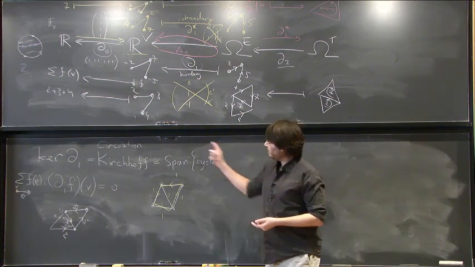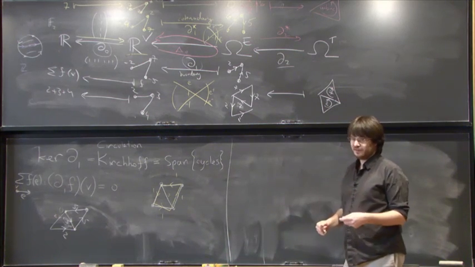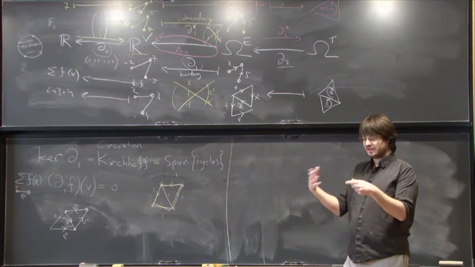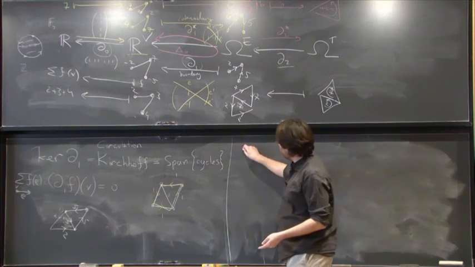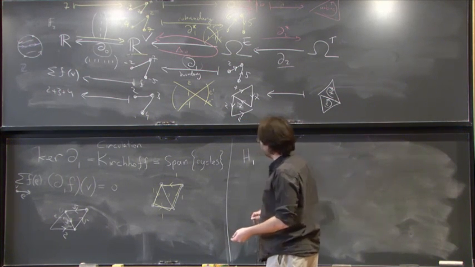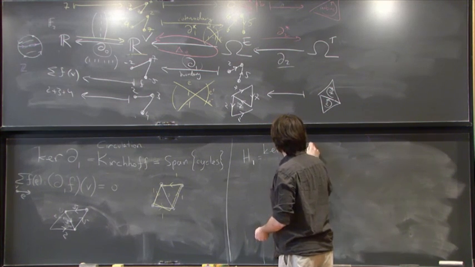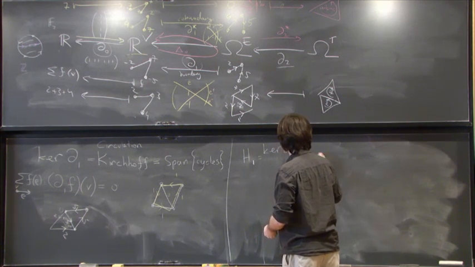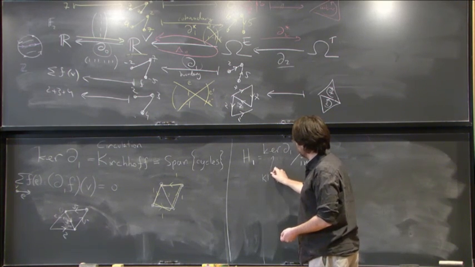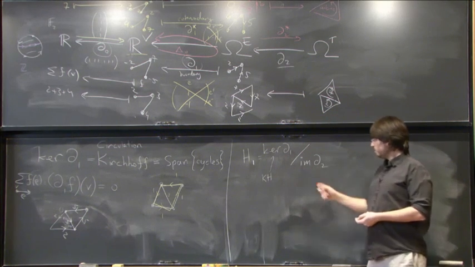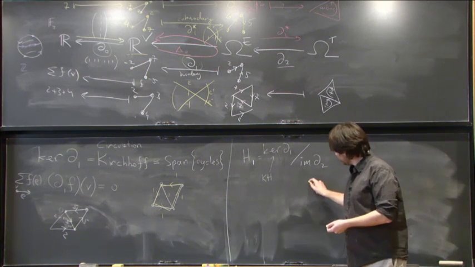So this is the kernel, and what is the first? So we want to understand what is the higher dimensional analog of connectedness. What is homology and cohomology? So the first homology is the kernel of del 1 modulo the image of del 2. So we already said that this is Kirchhoff. What is the image of del 2?